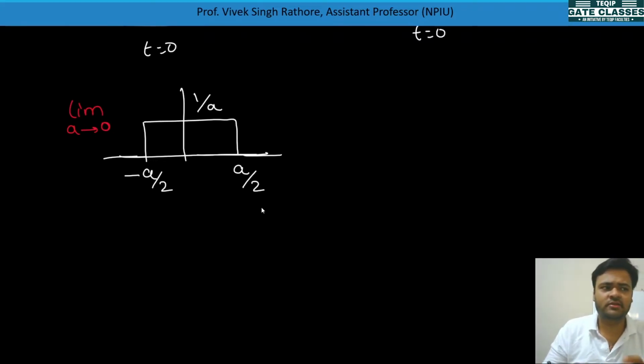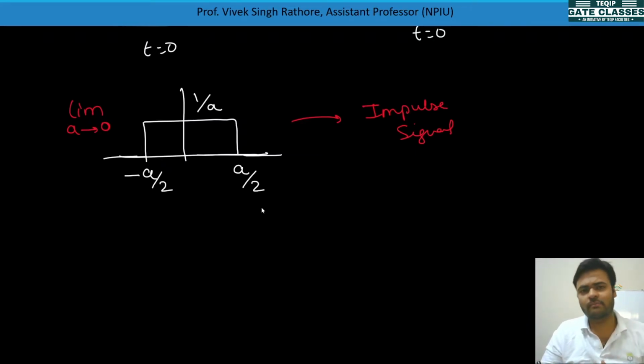So when we take the limit a tending to 0, meaning whenever a is reduced, this signal will appear as an impulse signal. Like the same way, you can do it from a triangular pulse also. Wherever height and width are inversely proportional, you can get your impulse signal. That is why it is called a generalized function, because it can be generated from many other signals.